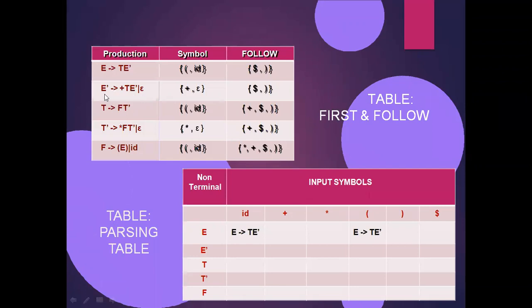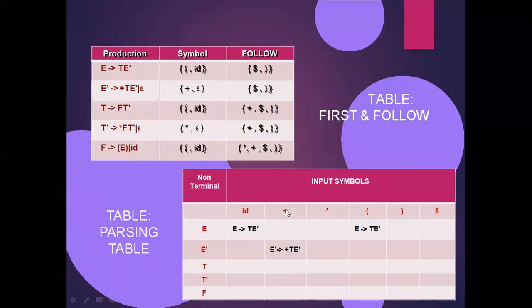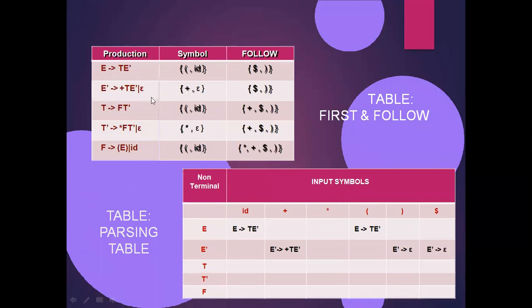Here E dash has two rules. So for the plus, we need to consider the first rule. At plus, I place E dash tends to plus T E dash. And for dollar and closed parenthesis, in the place of these two symbols, I am writing the production E dash tends to epsilon. In these two places, the rule I am writing is E dash tends to epsilon. Right? Is it clear?